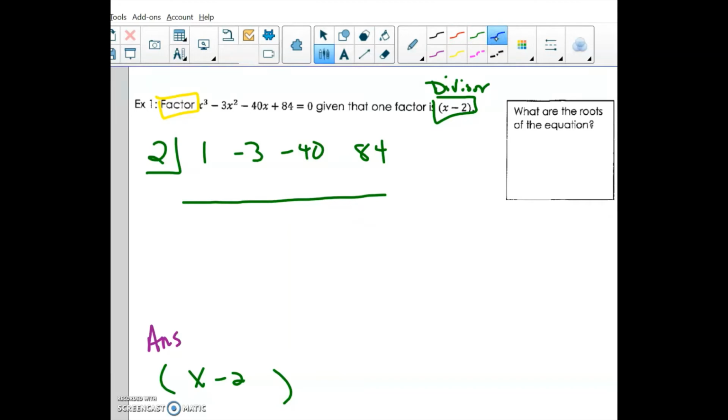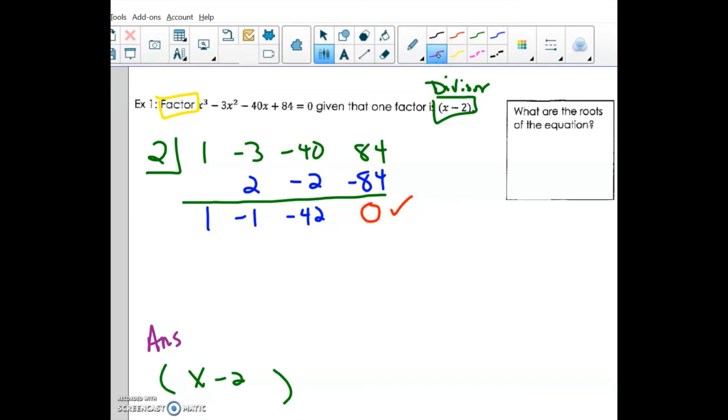Alright, so let's drop the 1 down. 2 times 1 is 2. -3 plus 2 is -1. 2 times -1 is -2. So that's -42. 2 times -42 is -84, and we get a remainder of 0. So we got the remainder 0 we're supposed to get.